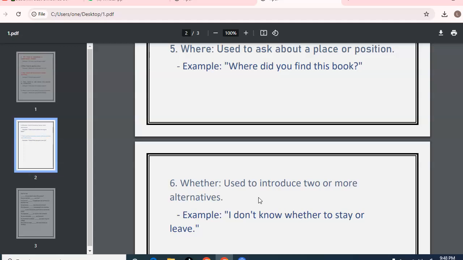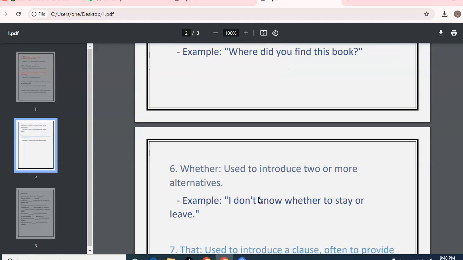I don't know whether to drink or not. I don't know whether to stay at home or not. I don't know whether to go to the party or stay at home. It means you will be there, but you have two options to choose. I don't know whether to choose the red pen or the blue pen. So at that time you have to use whether.